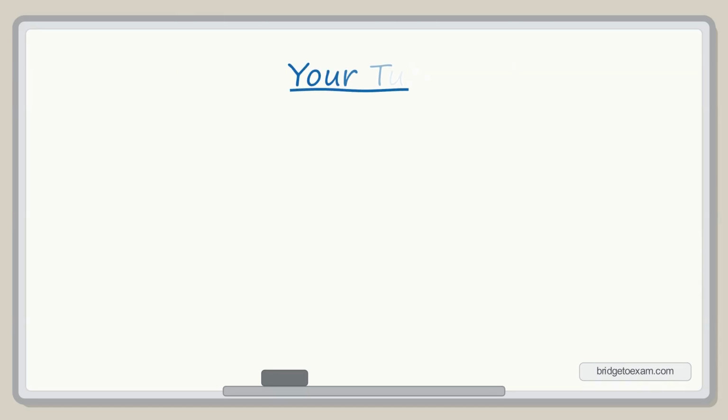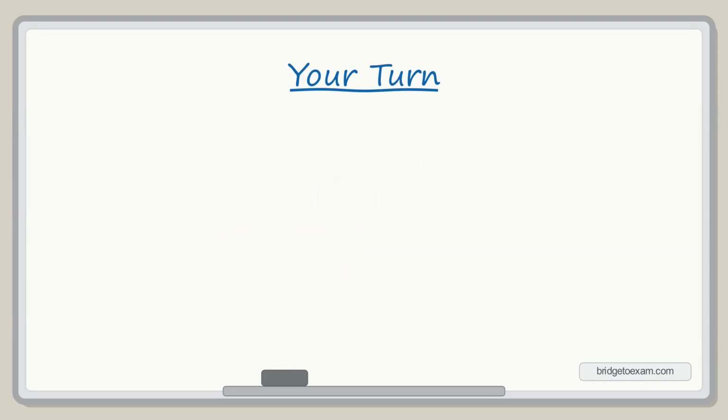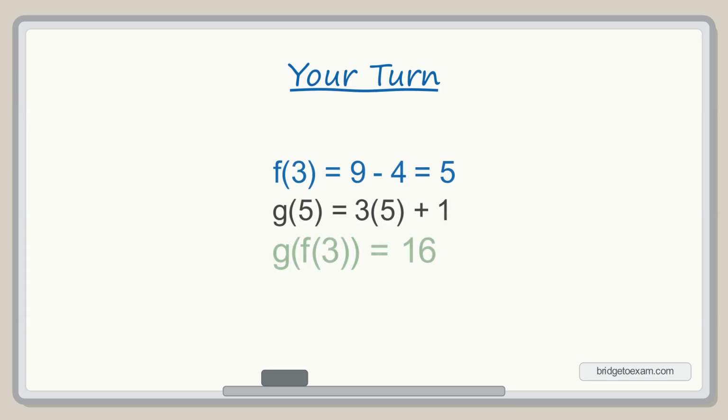Your turn. If f of x equals x squared minus 4 and g of x equals 3x plus 1, find g of f of 3. Pause and work from the inside out. First, f of 3 is 9 minus 4, which is 5. Then g of 5 is 3 times 5 plus 1, which equals 16.